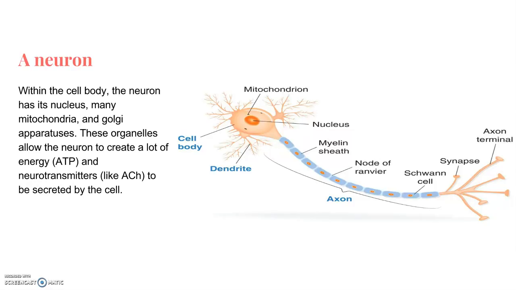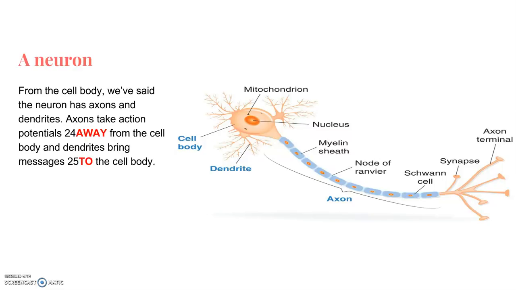Within the cell body, the neuron has its nucleus. There's lots of mitochondria and multiple Golgi apparatuses. These organelles allow the neuron to create lots of energy in the form of ATP and neurotransmitters like acetylcholine that are going to be secreted by the cell. From the cell body, we've said already that neuron has axons and dendrites. Axons take action potential away from the cell body. Dendrites always bring messages to the cell body.